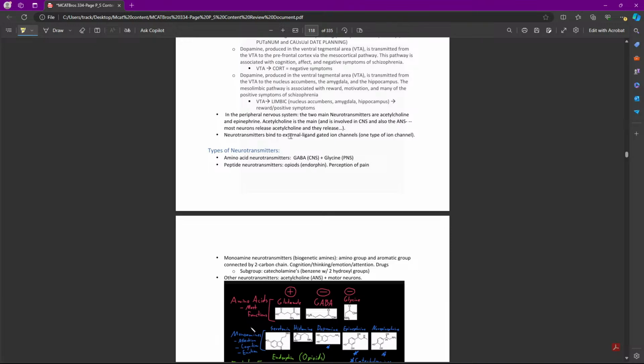So the types of neurotransmitters are the amino acid neurotransmitters GABA and glycine, which are inhibitory amino acid neurotransmitters. Peptide neurotransmitters, opioids, which are basically endorphins that we talked about in our previous section about drug use, how they block pain. We have monoamine neurotransmitters, and those are catecholamines, which are norepinephrine and epinephrine.